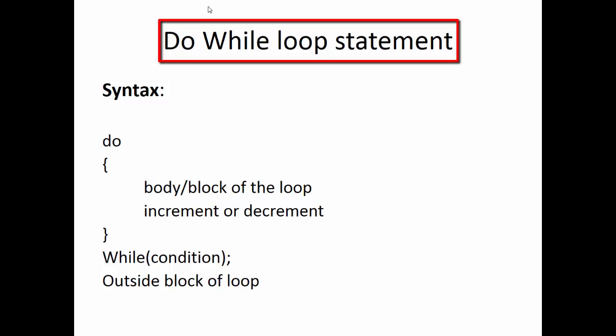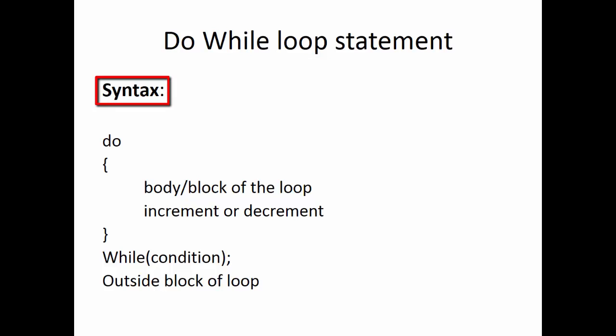If the condition is true, the body of the loop is executed again, and this process continues until the condition is false. When the condition becomes false, the loop is terminated and the control goes out to the statement that appears after the while statement.